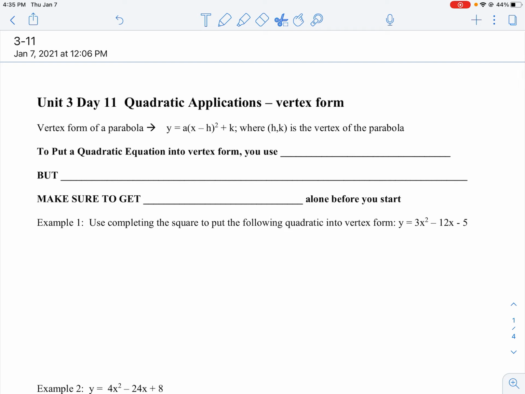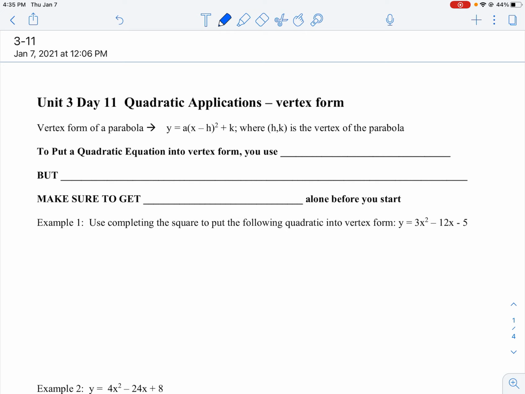I'm your host and I'll be instructing you through Unit 3, Day 11, Quadratic Applications, Vertex Form. Okay, so there's a little reminder of what vertex form is, one of the four ways it can look. It either can start with a y or it can start with an x, and that a value can either be positive or negative depending on which way your parabola is facing.